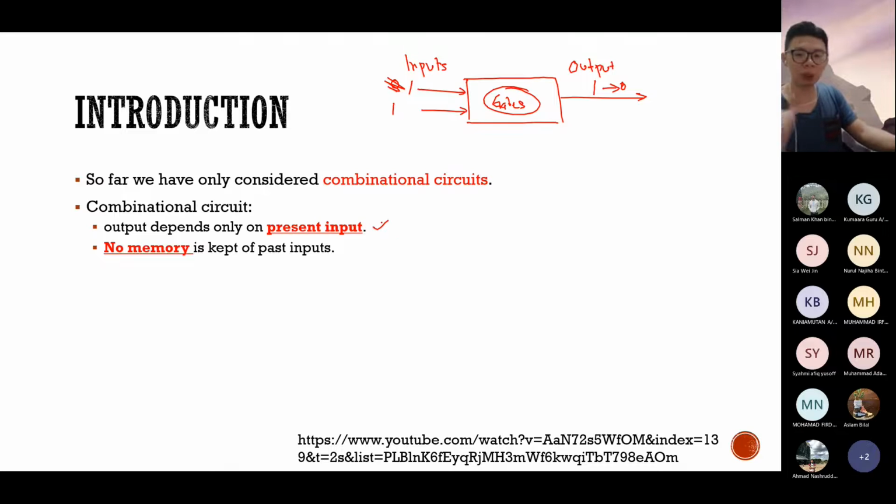So it keeps no record of the previous input that you give it. Over here, the first time we give it the input 0, 1, and then we change this to 1, 1. So it keeps no memory of the previous input. That's why in combinational circuits, we do not have memory. No memory.